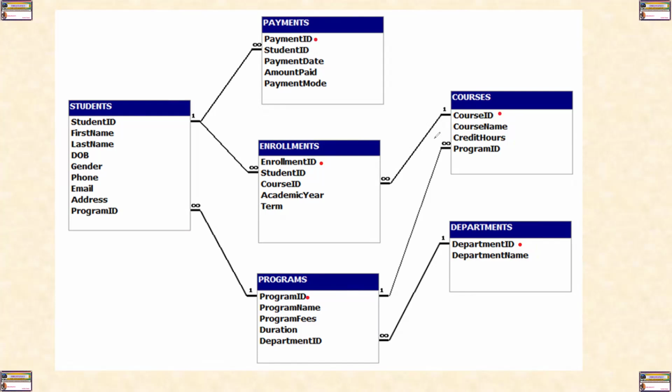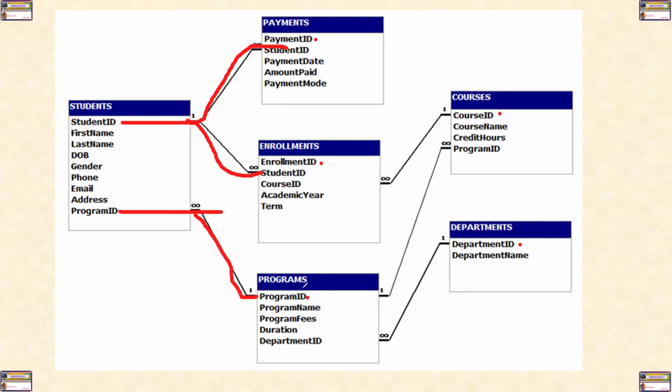All these tables hold information that is important for each and every other table. None can do without the other in this case. So we link them, we establish a relationship. So students table is linked to the payments through student ID. It is also linked to enrollments table through the student ID. Then the programs table is linked to the students table through program ID. Look at that.